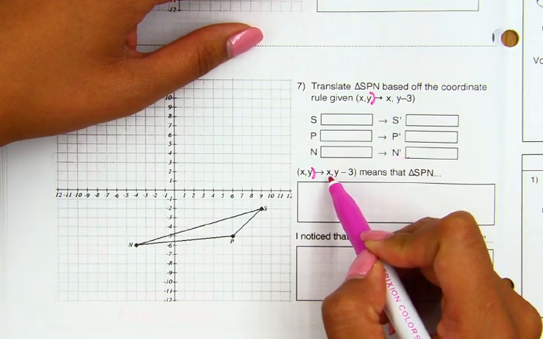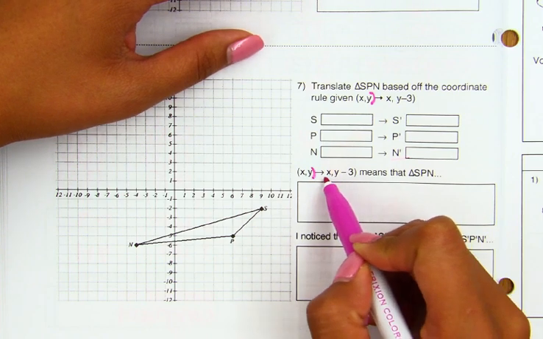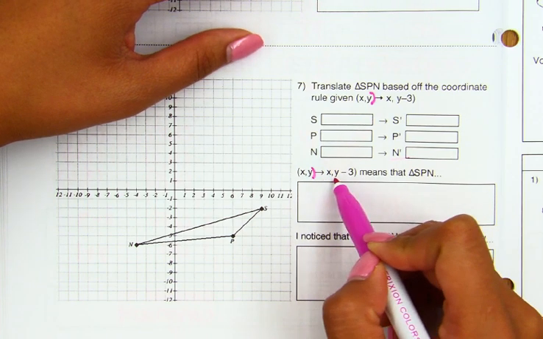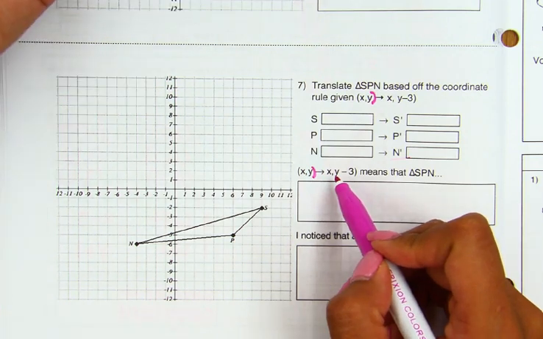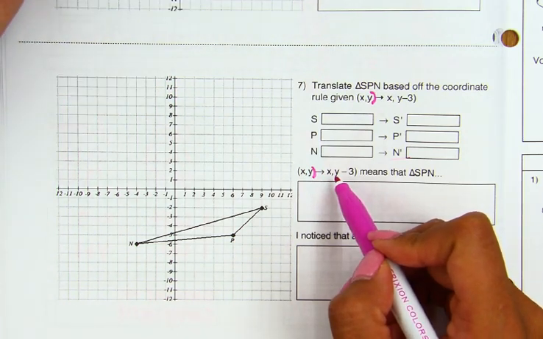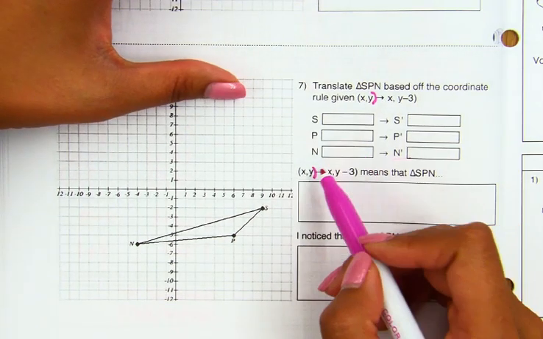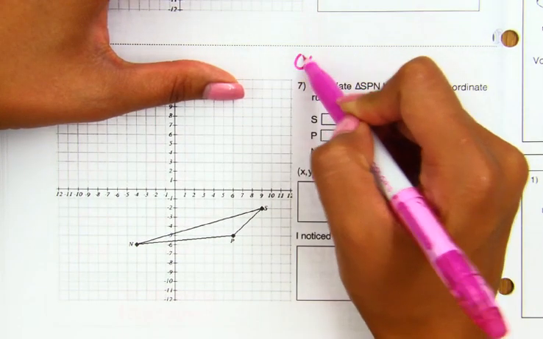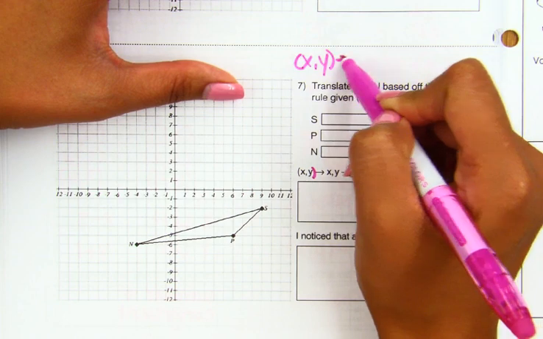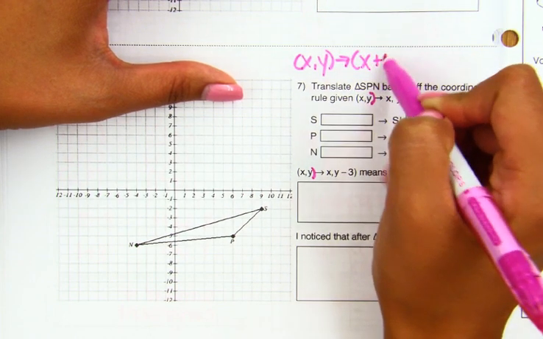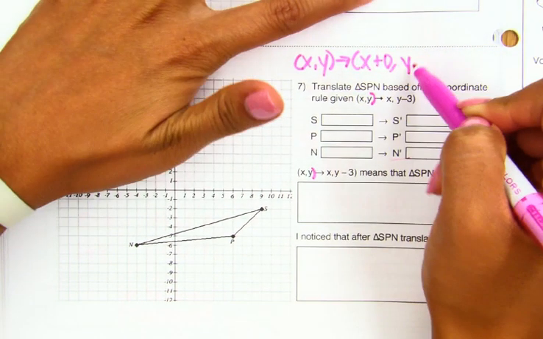Now, it is tricky for some people. Why? Because they don't know what's happening to the X value because there's no number indicating that. So, since there's no number there, what number do you think could belong there? Hopefully your answer is a 0. So to help me out, I am going to rewrite it as x comma y turns into x plus 0 and y minus 3.